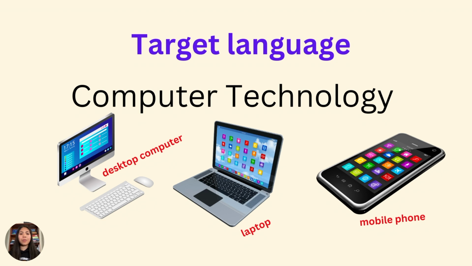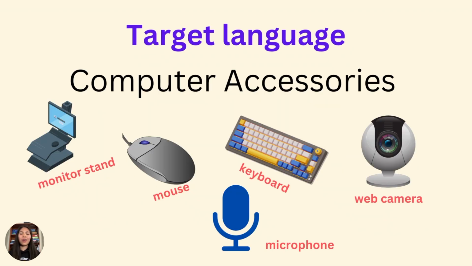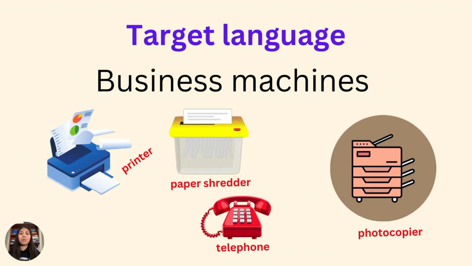Our first set of target language is on computer technology, something like desktop computer, laptop, mobile phone. And our next set of target language is on computer accessories, something like monitor stand, mouse, keyboard, web camera, or also called webcam, microphone. Business machines, something like printer, paper shredder, photocopier, and telephone.